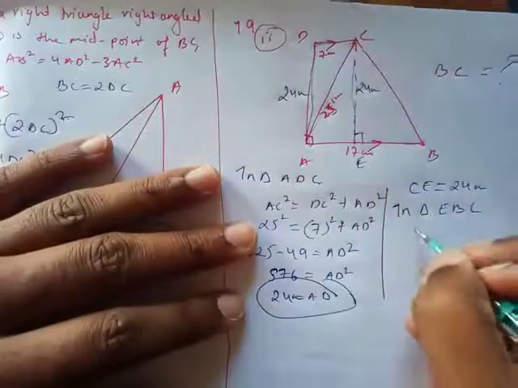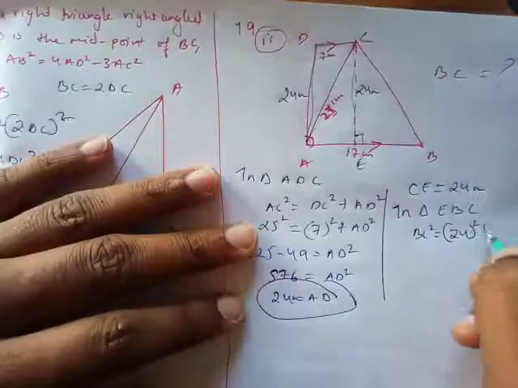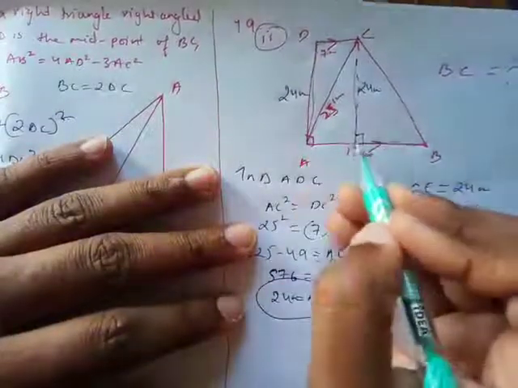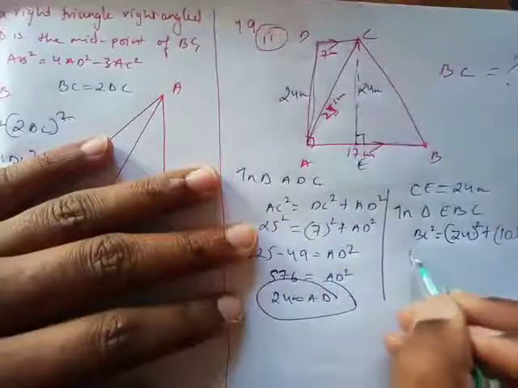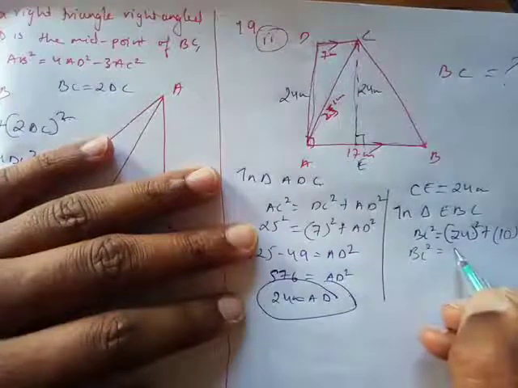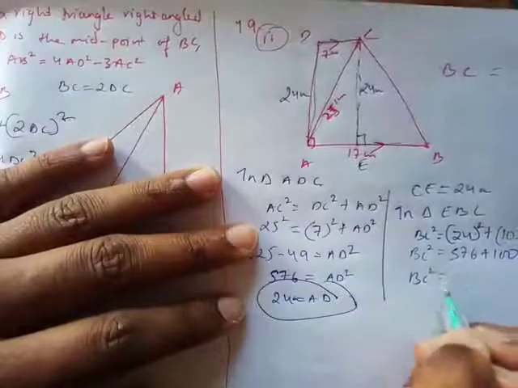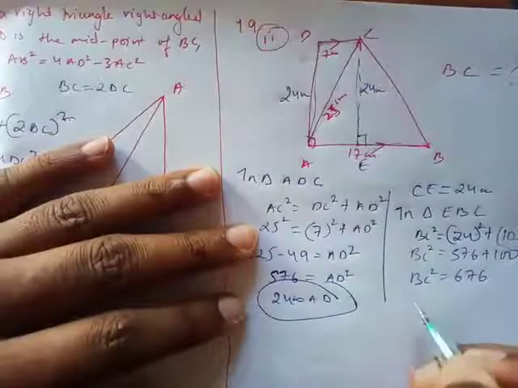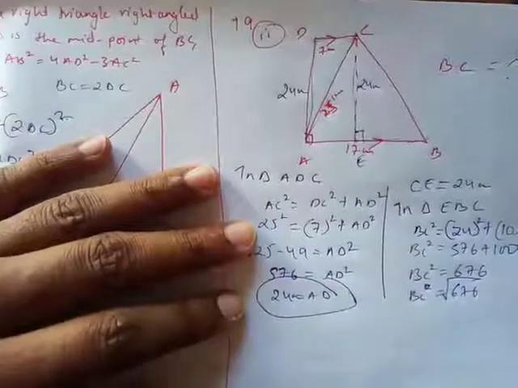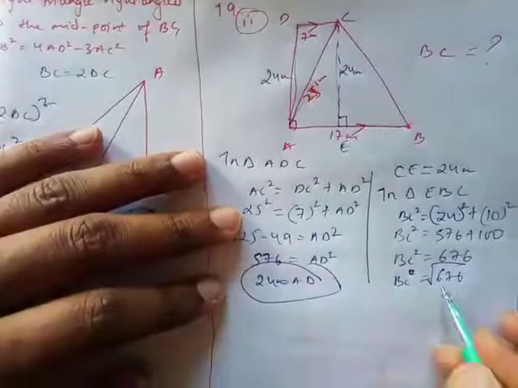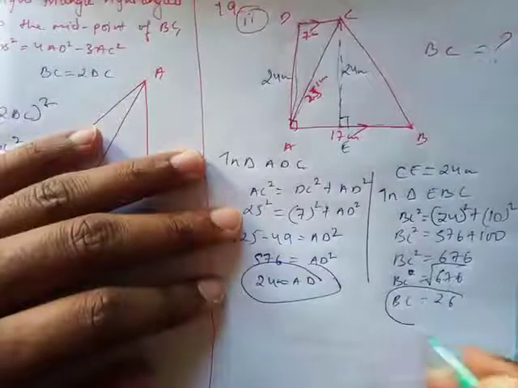In this triangle I'll be finding BC square is equal to 24 square plus this is going to be 10. Why? From here to here is 7 and this whole is 17, so from here to here it will be 10 square. So BC square is equal to 24 square is 576 plus 100. Isn't it cool? BC square is equal to 676. Square root goes to the other side. And when this goes on that side, I know 676 is the square of 26. So my BC is 26 centimeter.